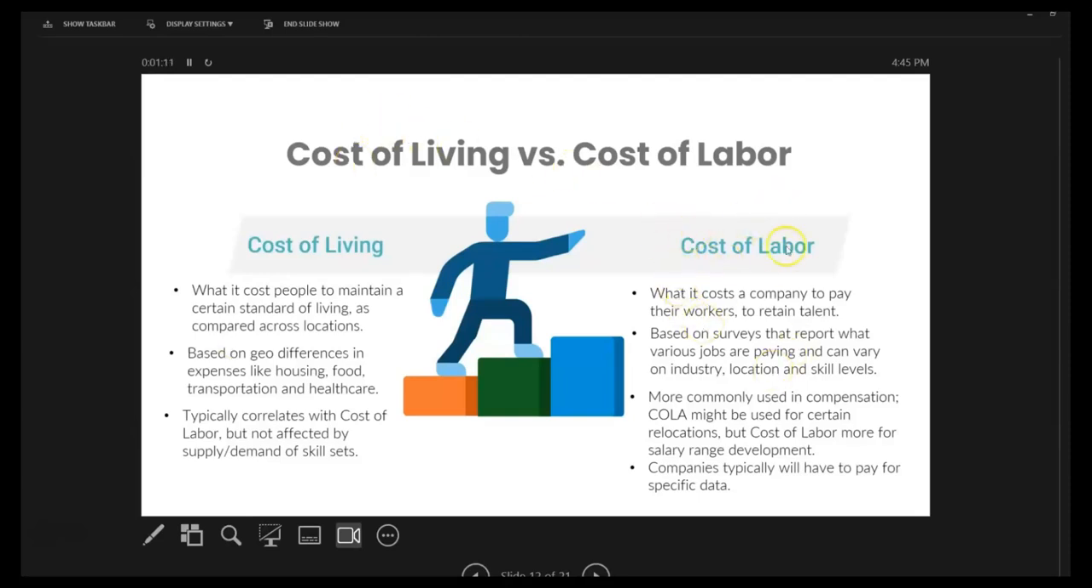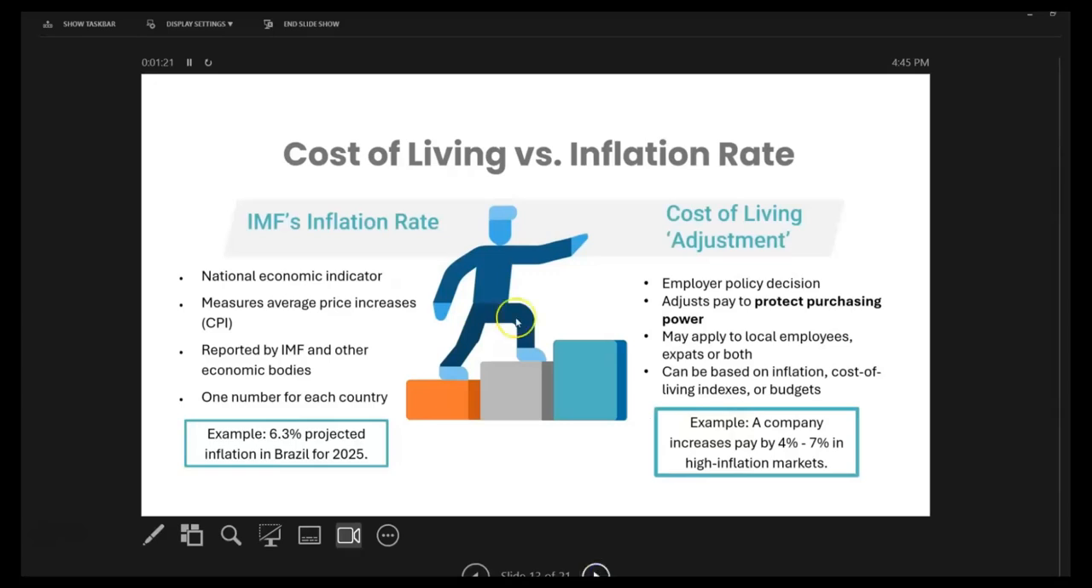That video went over cost of labor, which I won't really cover much here, but that's looking at what are companies paying for different jobs. So that's a little bit different than this. So cost of living versus inflation now. So I have cost of living and I added adjustment because if you're in HR, you're doing a cost of living adjustment, that is different than inflation rate.